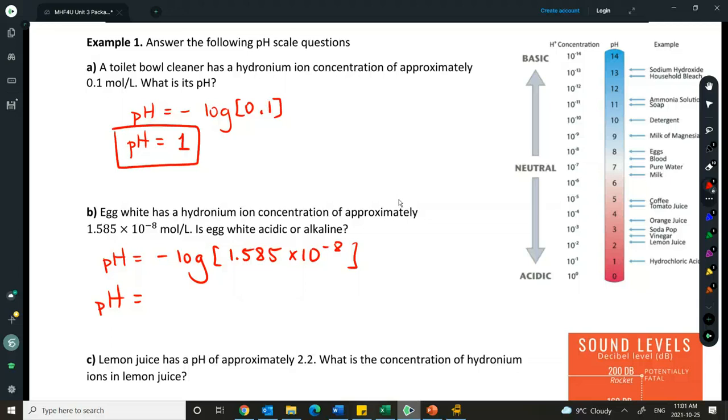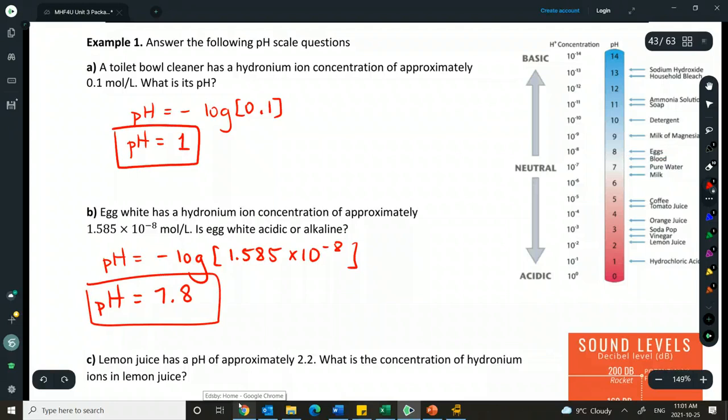Oscar? Yeah, and we can see that on the chart here. Eggs are slightly basic. Okay, so just make sure you can get that answer in your calculator.